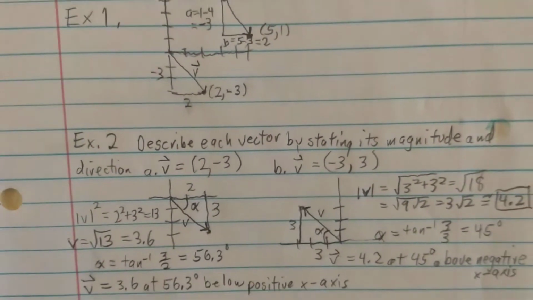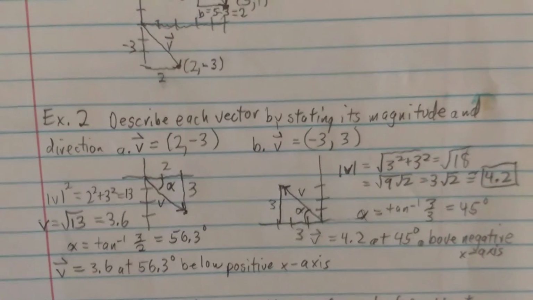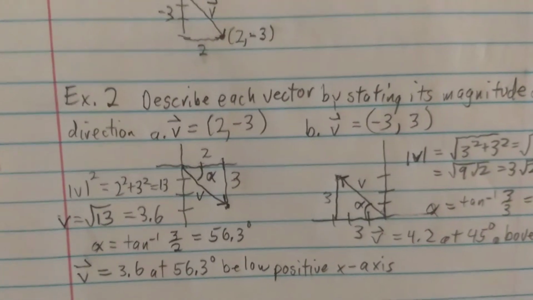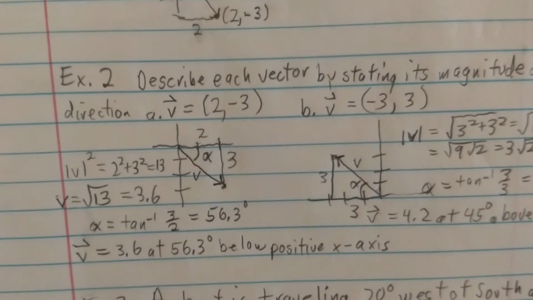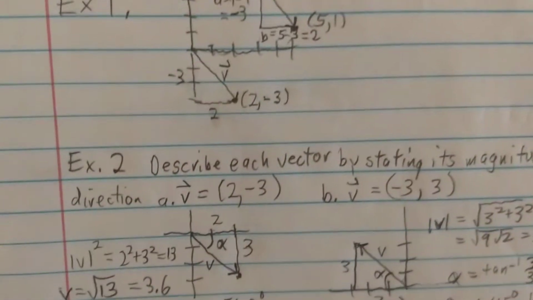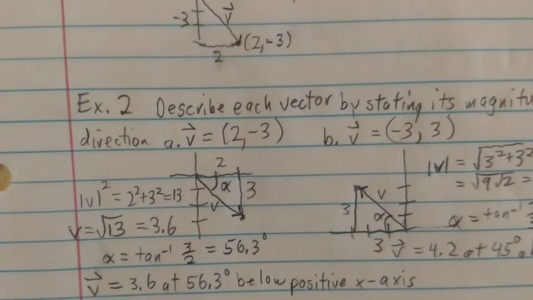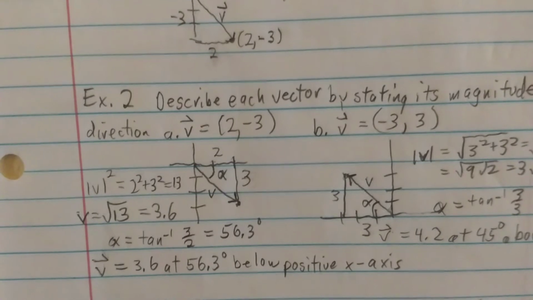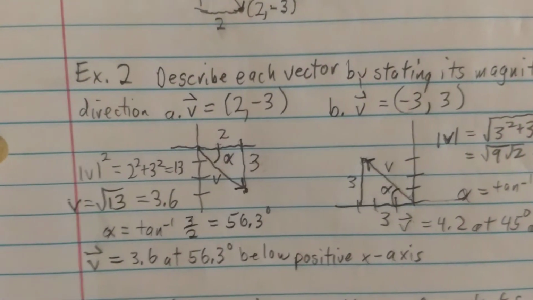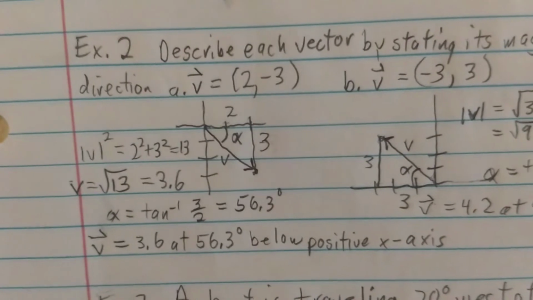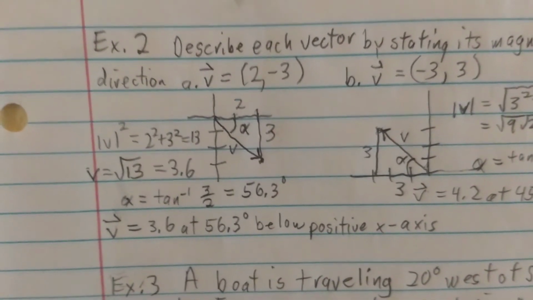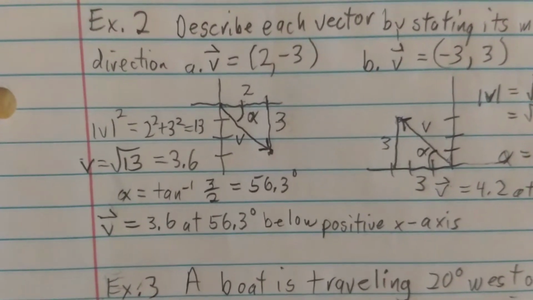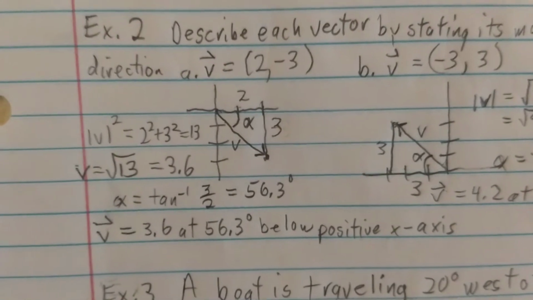Now example 2 says, describe each vector by stating its magnitude and direction. Again, remember the hypotenuse. We did one similar to 2, negative 3, but let's do this one. So we have an x component of 2 and a y component of 3, so the vector squared, same as the hypotenuse squared, is 2 squared plus 3 squared, equals 4 plus 9, or 13. V is equal to the square root of 13, or 3.6. Now that's the magnitude of it.